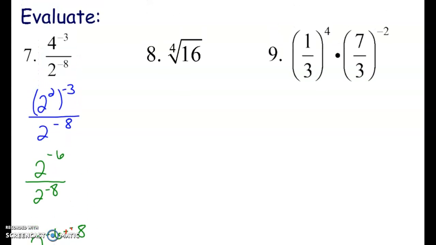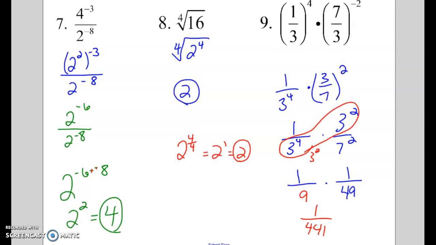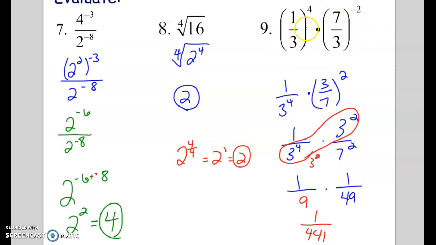Okay, go ahead and pause the video. Try number 8 and 9. Okay, so number 8, the 4th root of 16. We can think of 16 as 2 times 2 times 2 times 2, so the 4th root of 2 to the 4th, and then those will cancel to be just 2. Another way you can think of it is writing it with rational exponents: 2 to the 4th over 4, which equals 2 to the 1st, or just 2. Okay, number 9. Make sure you apply those exponents.